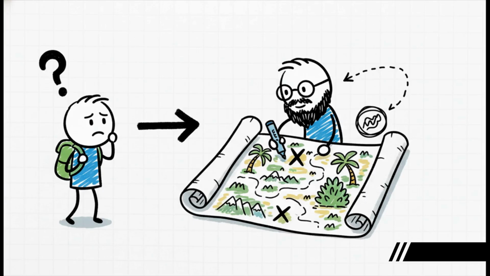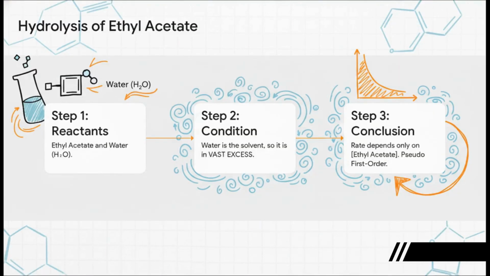You wouldn't say, this is a pseudo first-order reaction, right? No way. You'd hide the clues somewhere subtle. So let's go all the way back to the first question I asked you, the hydrolysis of ethyl acetate. Let's break it down like an examiner. Step 1. What are the reactants? Easy. Ethyl acetate and water. Step 2. What's the hidden clue? What are the conditions? The reaction is hydrolysis. It's happening in water. That means water isn't just a reactant, it's the solvent. It's the ocean. It's in vast excess.